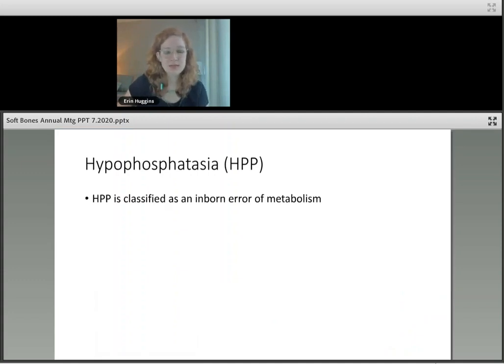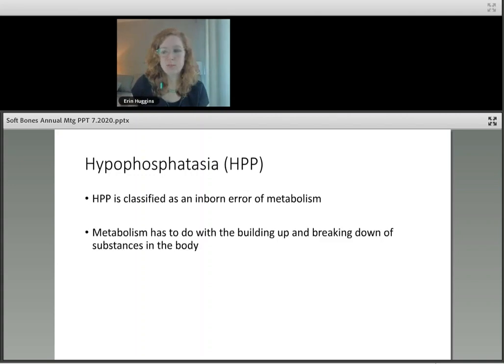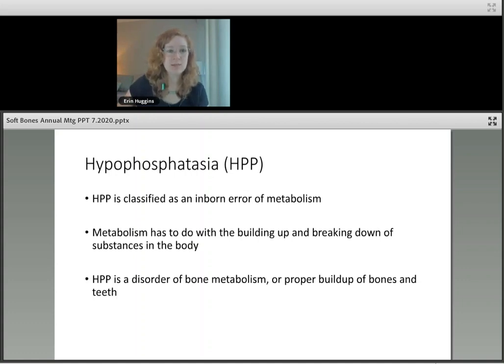So first I'll start with a brief overview of HPP, very similar to Dr. Kishnani's overview. So HPP is classified as an inborn error of metabolism or a metabolic disorder. A lot of the time in genetics when we're referring to metabolism, you think about diet and food, but there's also metabolism of bone. So metabolism refers basically to any process that has to do with building up or breaking down of substances in the body.